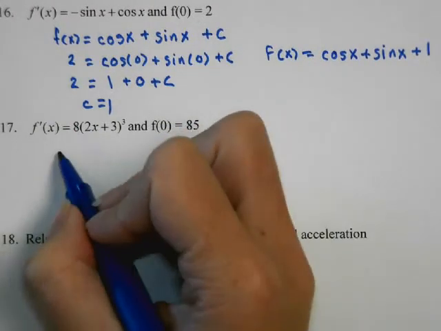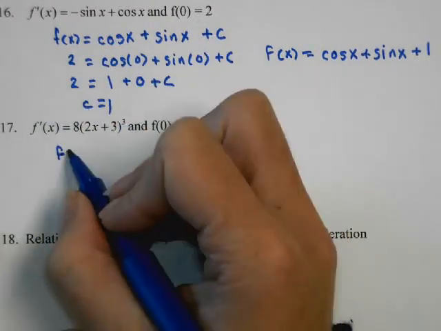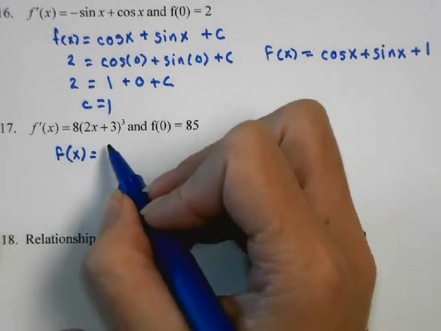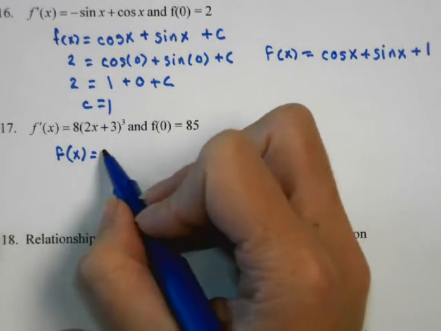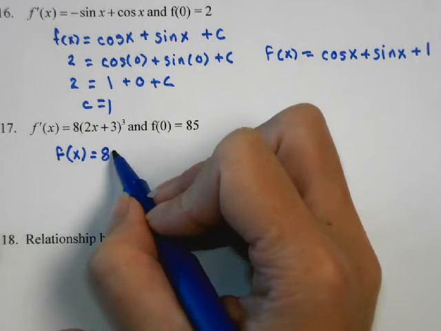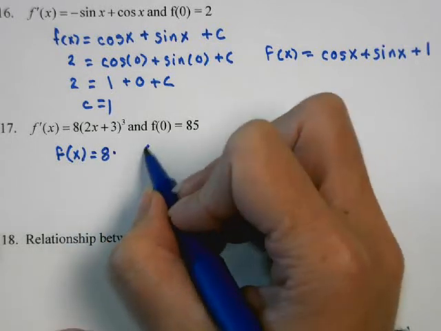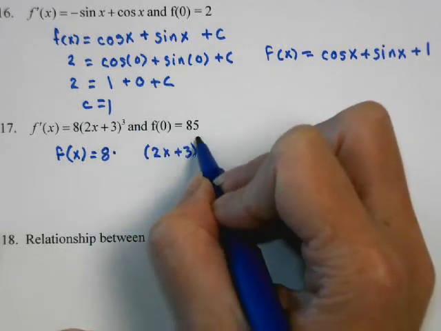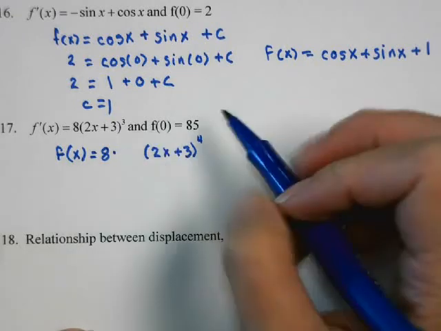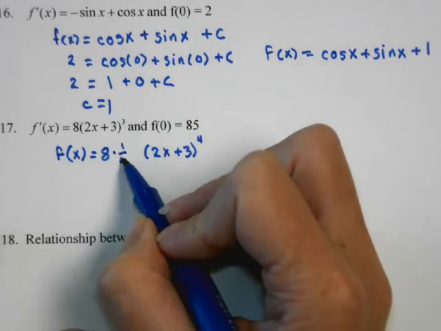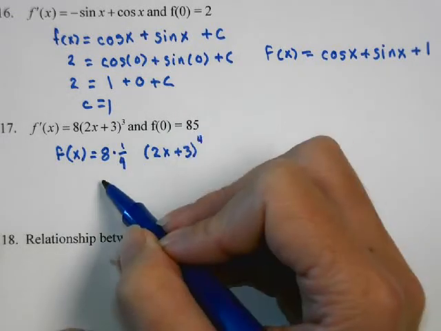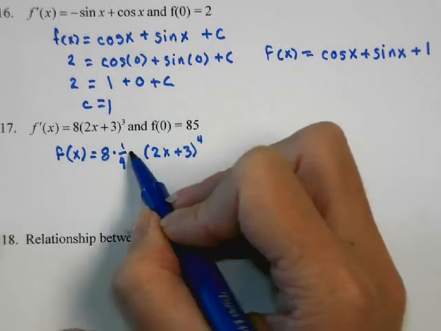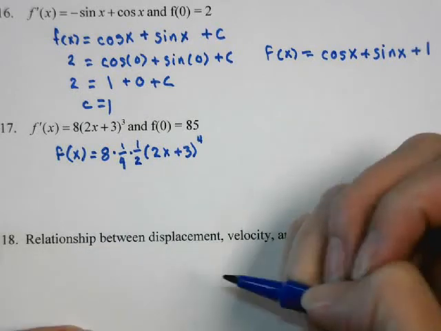Okay, let's deal with this guy. So f of x is going to equal, we're going to have that 8 times, I'm going to leave some space here, so I know I'm going to be adding 1 to the exponent. So 2x plus 3 to the 4th. I need to deal with that, so I'm going to multiply by 1/4. So when I take the derivative, it's not there. And then we'd have to multiply by 2 if we were taking the derivative. So I need to undo that.